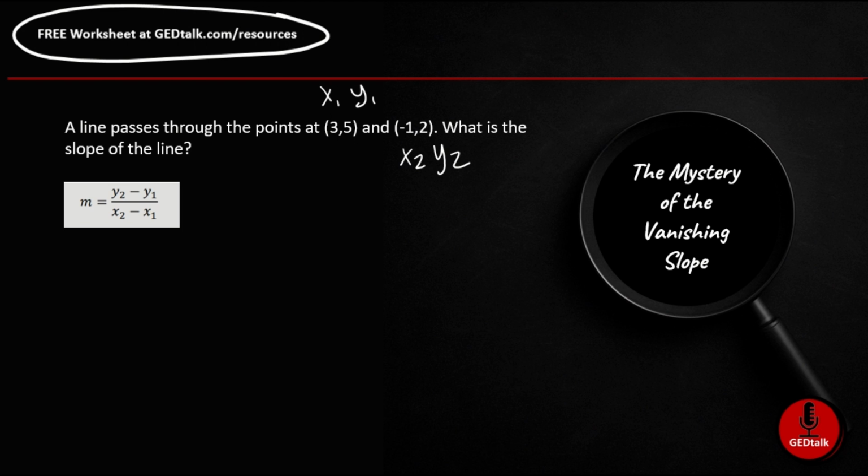So I have 2 minus 5 over -1 minus 3. 2 minus 5 is going to then give me negative 3 over, negative 1 minus 3 will give me negative 4. So the slope of this line is negative 3 over negative 4.